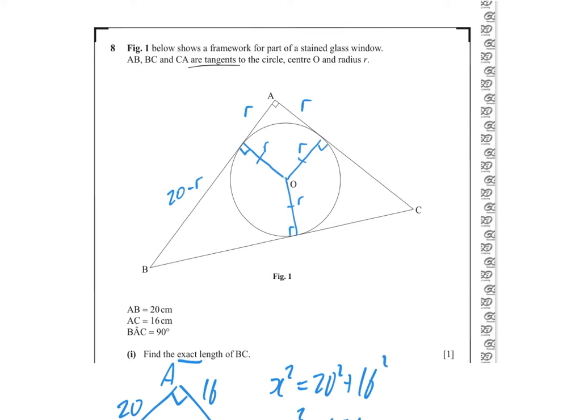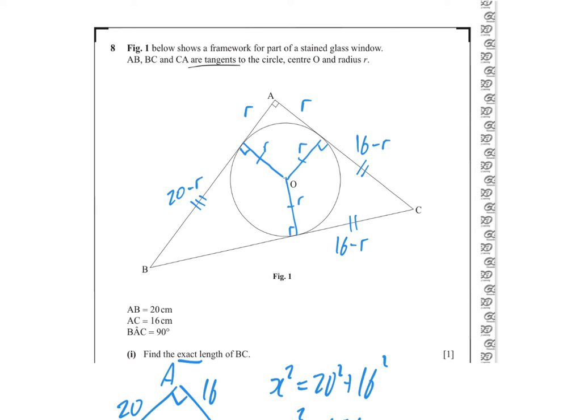And also then this whole length here was 16, which means this bit here is just going to be 16 minus R. Now we're into our tangent kite properties, because AC and BC and AB are all tangents. Those two, that wee length from here to here, I've just marked with double lines, they are both equal in length, which tells you as well then that this length here must be 16 minus R.